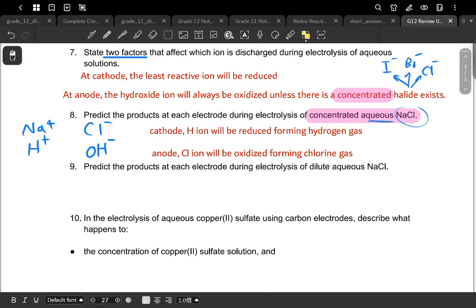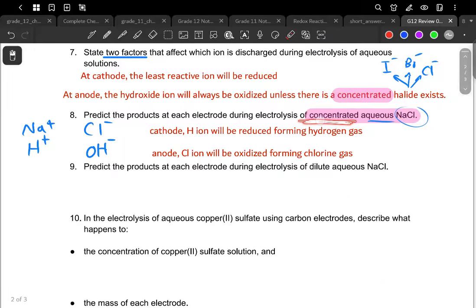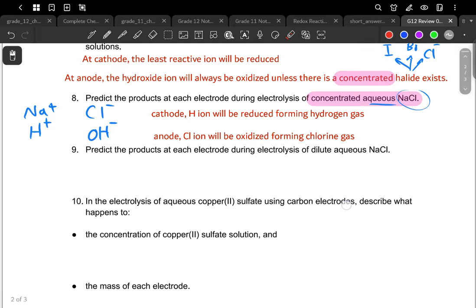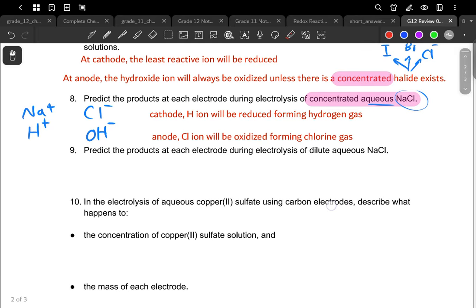Okay, guys, this depends on the rule, because chloride ion is a halide, and it is oxidized in this case because it is written in the question concentrated, as I said here, unless there is a concentrated halide. So I think it's clear now.